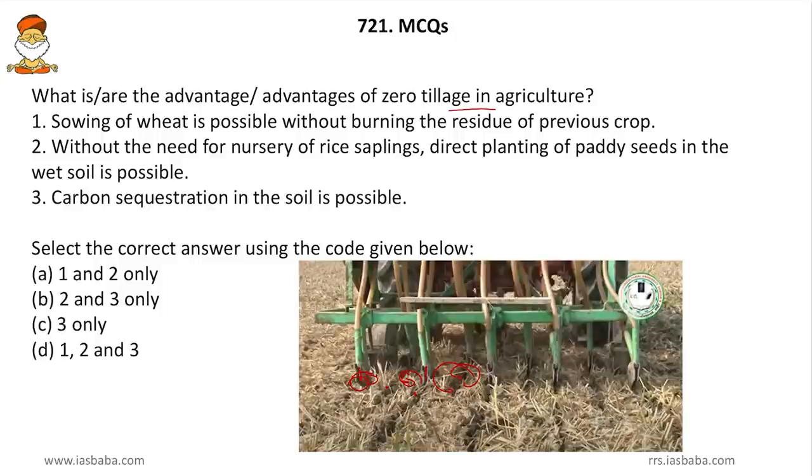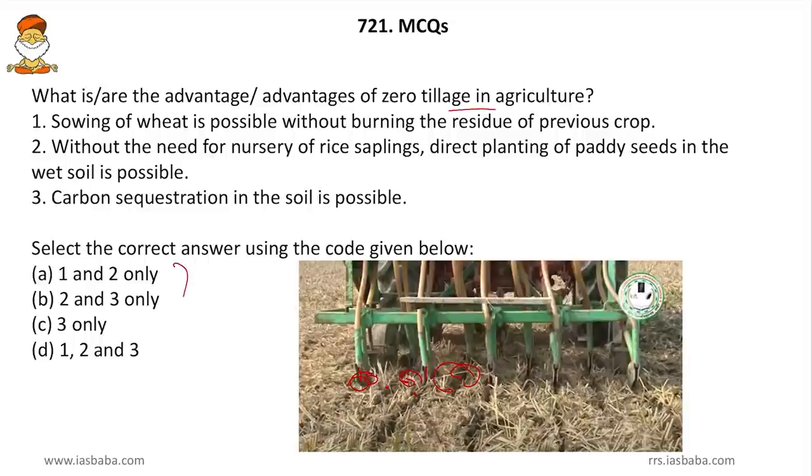Then carbon sequestration in the soil is possible. Yes friends, here we are allowing the straws to decay. So in other words, we are sequestering the carbon, or we are storing that carbon which would have been emitted if we had burned these straws. So friends, all the three are correct options. And even if you have doubt in two, you can eliminate via the options.